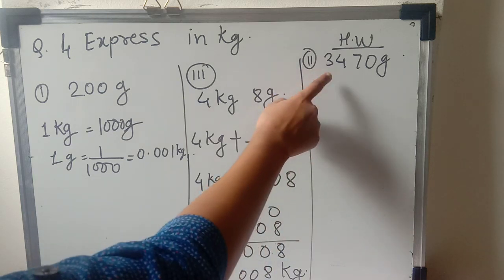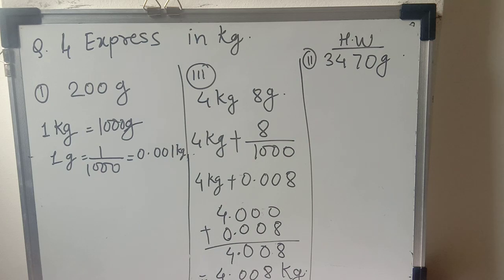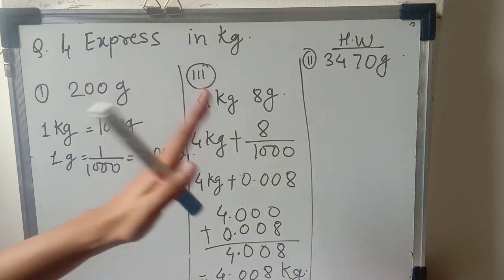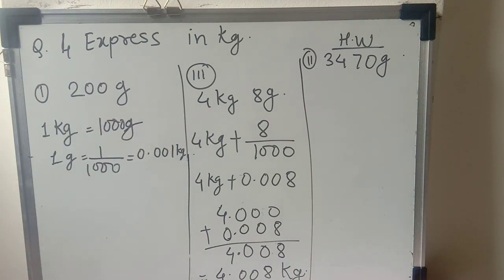Now the second example of this question you have to solve as homework. The second example is very easy. What you have to do is divide by 1000 and you will get the answer in decimal form. Okay, so let's solve question number 5.